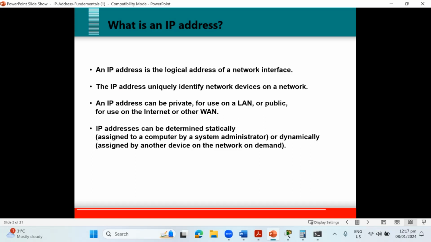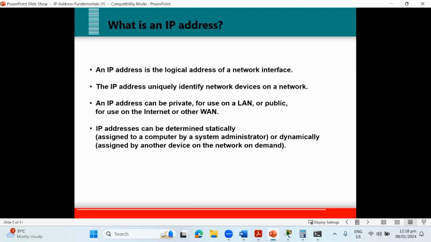Kung hindi, magkakaroon ng conflict. Okay. So, the IP address can be private, used on a LAN, or public, used on a WAN. So, may mga allotment tayo provided for the private network and may allotment tayo for a public network, which makikita niyo later.